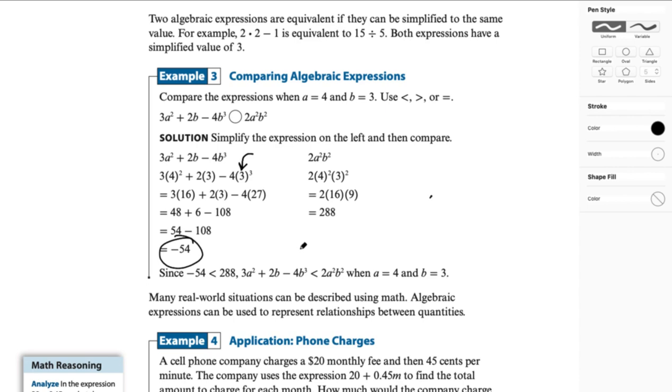And still we have the same situation where we're going to say that this is less than 288, but I did it wrong, and so that's disappointing. I'm sorry, but you can see the correct process in the text. Let's go ahead and try another one. Let me see if I can do this one right.